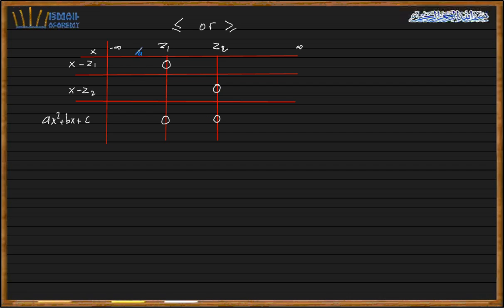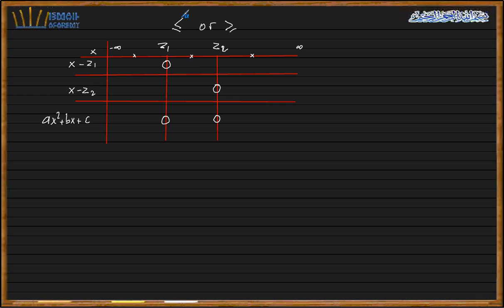Now, what you do, you pick a number here, and you substitute into this expression, and see if it's positive or negative. We don't care about the value you got. We're looking at the sign of the value you got, if it's positive or negative. So if it's positive, you put positive. If it's negative, you put a negative sign here. And the same thing here, you pick another number here and check the sign.